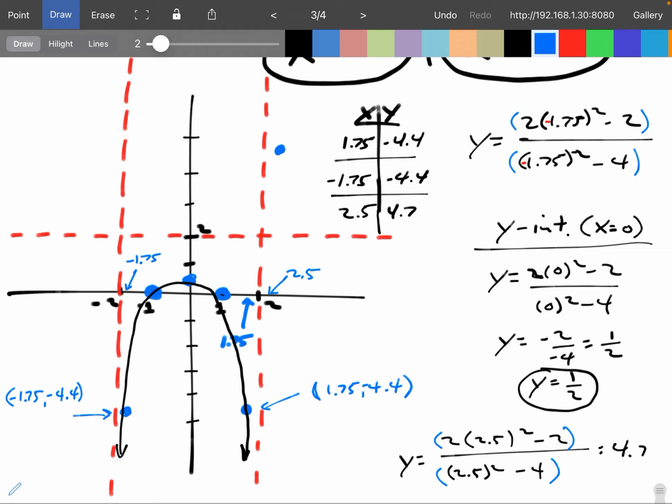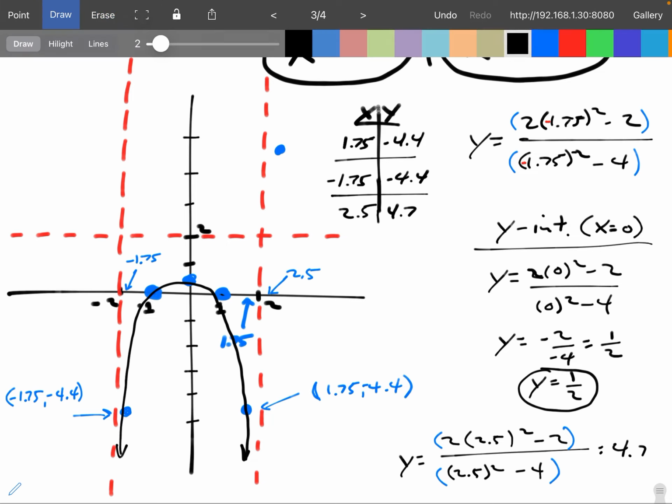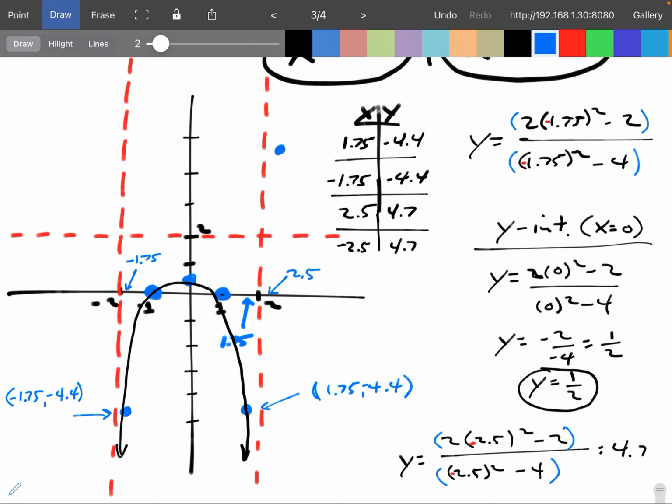Well, guess what? If I put in a negative 2.5, so if I extend my chart here a little bit, I'm going to get the same thing, aren't I? So a negative 2.5, I'm still going to get 4.7. Because if I put a negative into there and I square it, and if I put a negative in there and square it, it's not going to change anything, right? Because 2.5 squared is the same thing as negative 2.5 squared, both in the numerator and denominator. So I'm still going to get 4.7. So that means when I put in negative 2.5, that's going to put me over here.